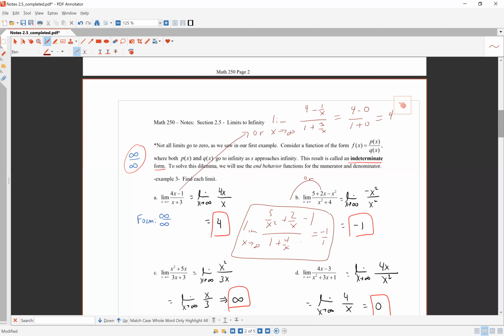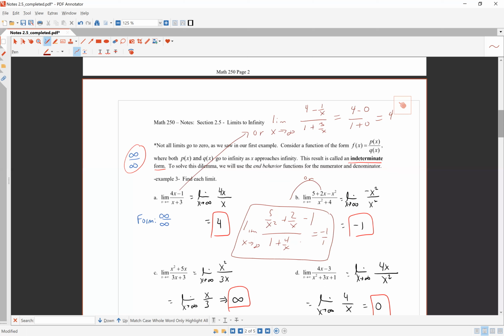And so look at 4a. As x goes to infinity, 4x minus 1 is essentially 4x. Let x be a trillion: 4 trillion minus 1 is almost the same as 4 trillion. And the same thing in the denominator.